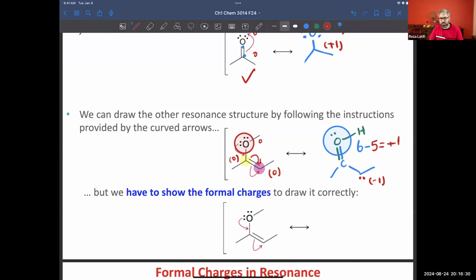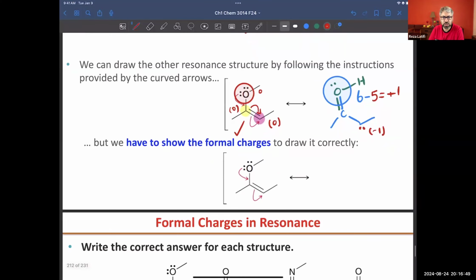Now on the left side, all atoms are octet and the formal charge is equal to 0. That's perfect. On the right side, I got 2 charges. We said the best Lewis structure is the one that has all the formal charges equal to 0. So in this case, this is going to be the best Lewis structure.